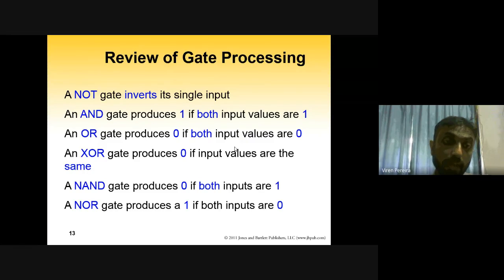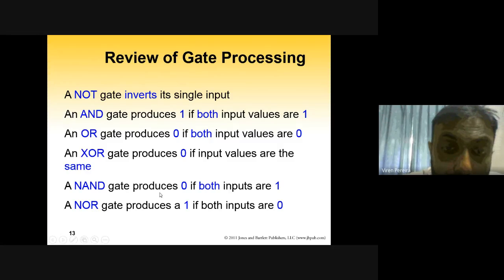It is just the opposite of the AND gate. Then we have the XOR gate. The XOR gate produces 0 if input values are the same. So if you have 1 and 1 for an XOR gate, what will it become? 1 and 1 gives us basically 0. For an OR gate, it would be what? 1 plus 1 is 1. But for an XOR, 1 plus 1 gives us a 0.